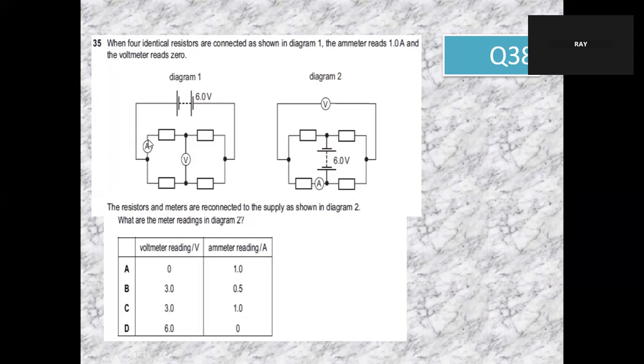Ammeter is 1 ampere. Voltmeter is 0. Resistors and meters are reconnected to the supply as shown in diagram 2. What is the meter reading in diagram 2?